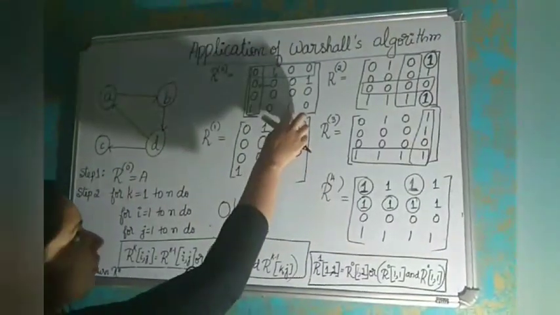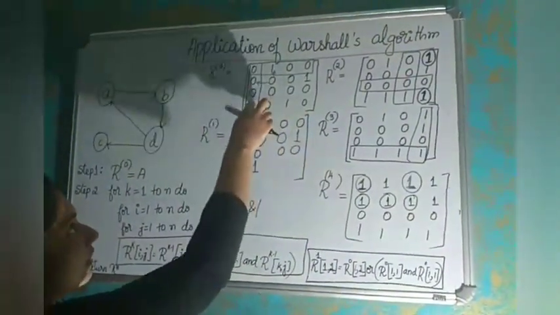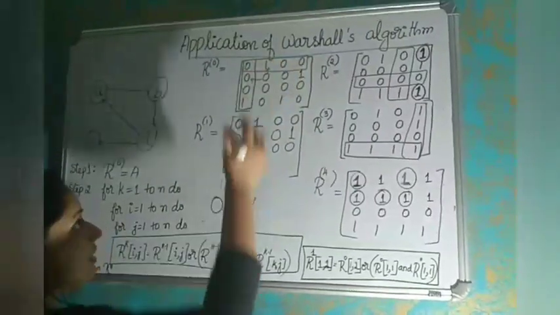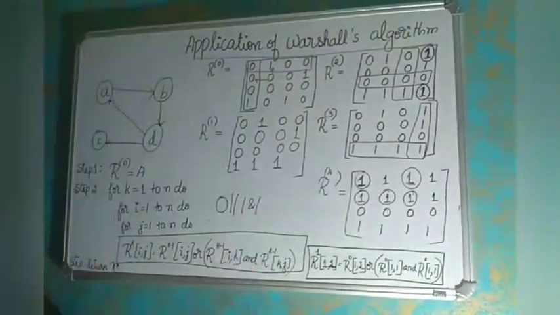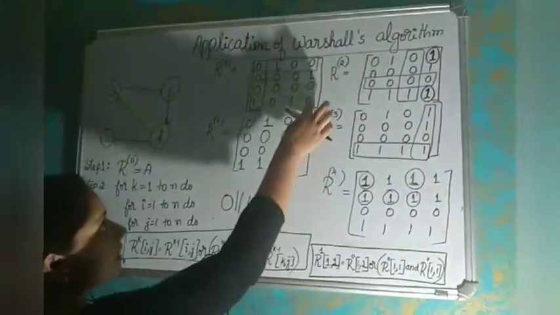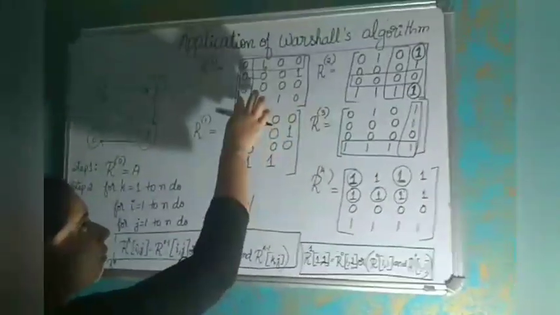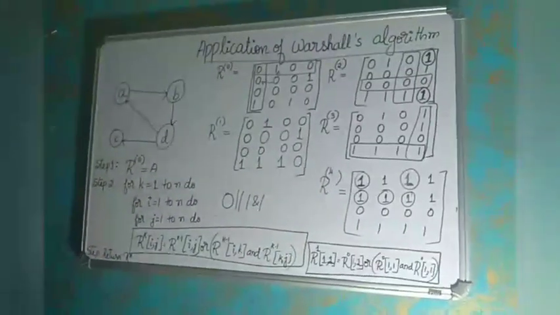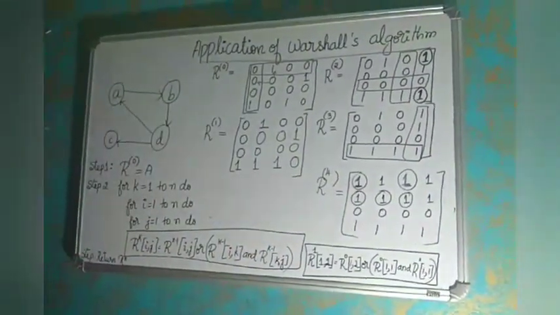Next for this one, 1 OR 1 and 0, so that is also 1. And next here 0 OR 1 and 0, so that is nothing but 0. So this is what we have in R1.